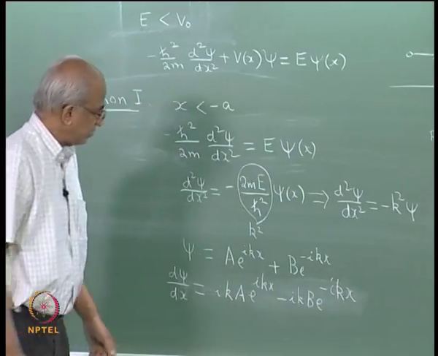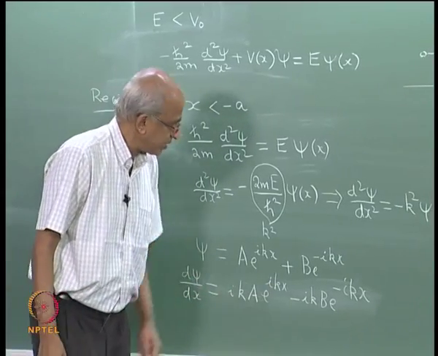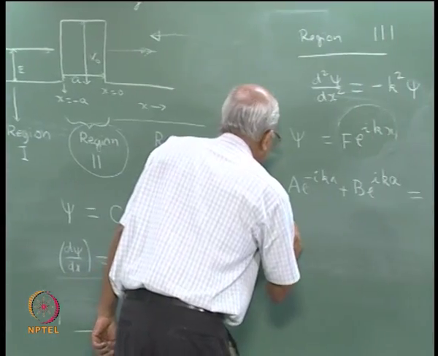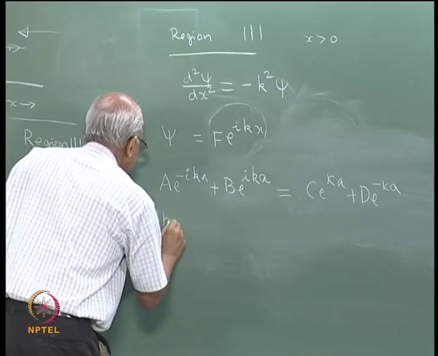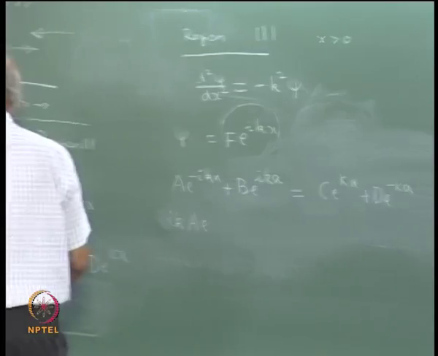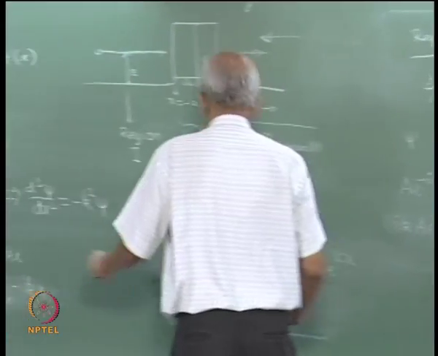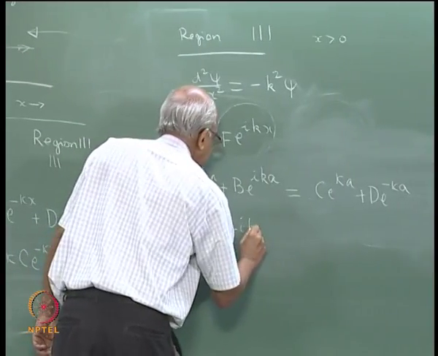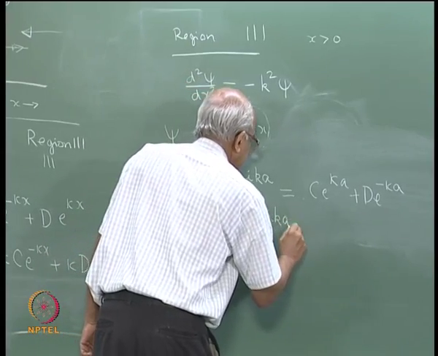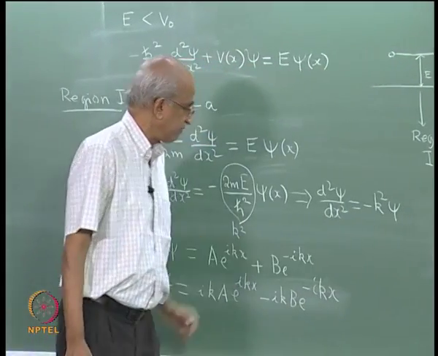That is the derivative, and I am going to evaluate it at x is equal to minus a. If you did that, the answer will be ik a e to the power of minus ika minus ik b e to the power of ika. This is the derivative at x is equal to minus a evaluated using this functional form.